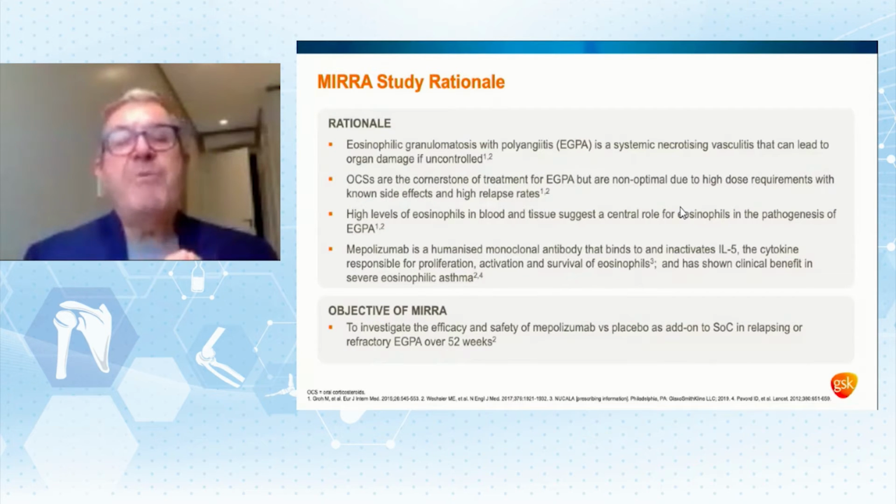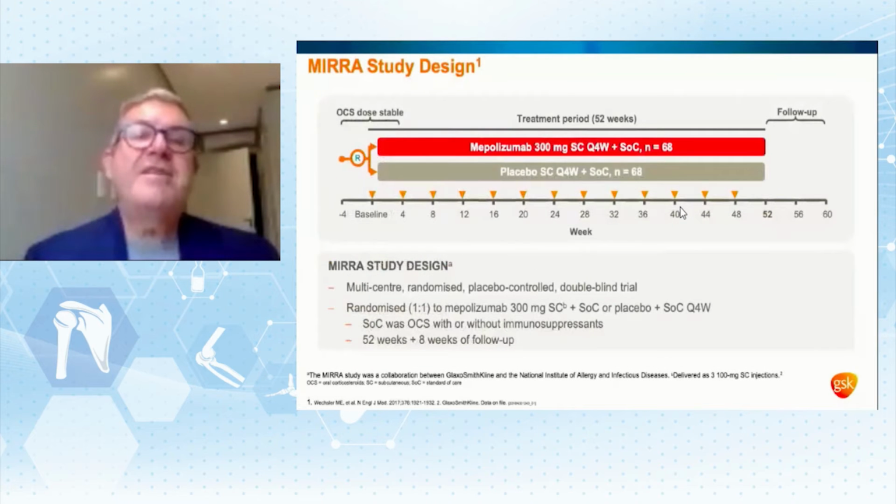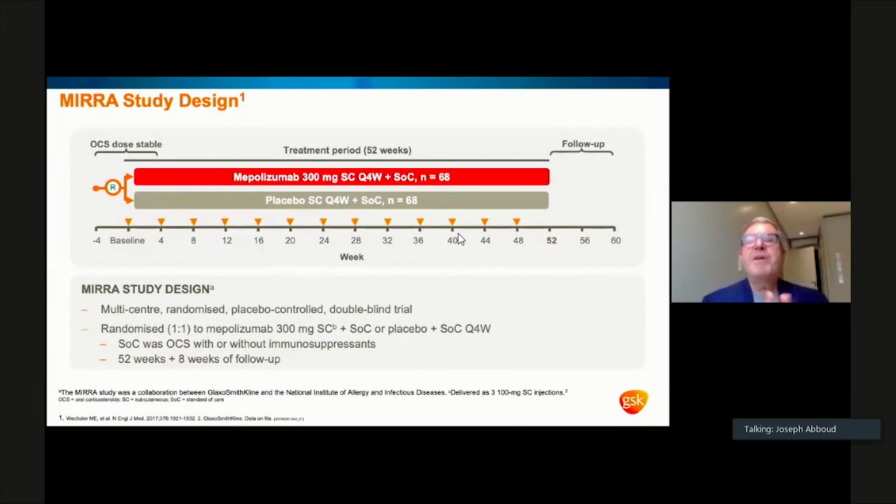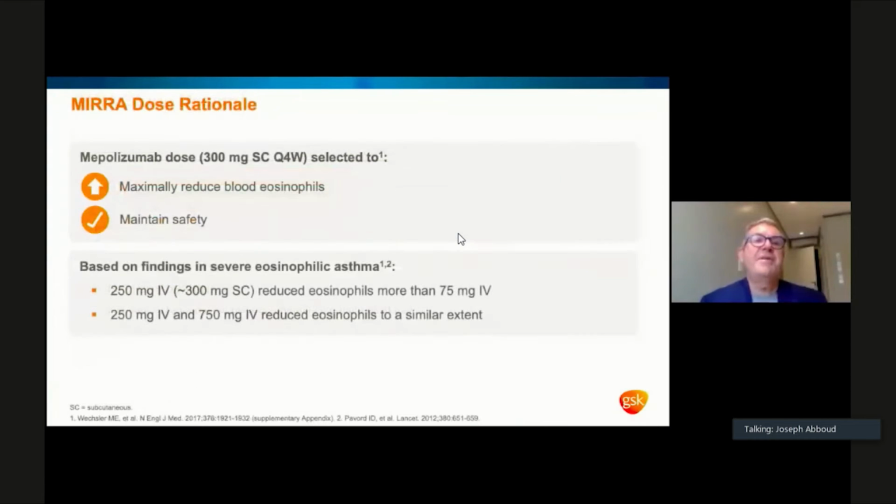So the objective of MIRRA was to investigate the efficacy of mepolizumab against the standard treatment, that was placebo plus all the treatment that the patients had been using, over a study period of 52 weeks. So this is the study design. Patients were seen at baseline and randomized into 2 options: mepolizumab 300 milligrams or placebo, and the follow-up was 52 weeks. There was a 1-to-1 ratio in the mepolizumab and placebo add-on treatments.